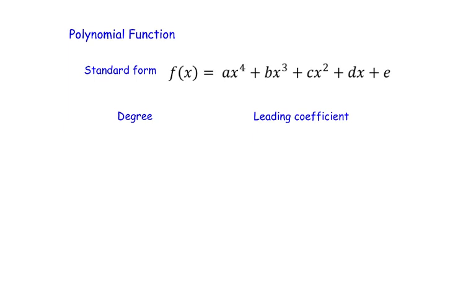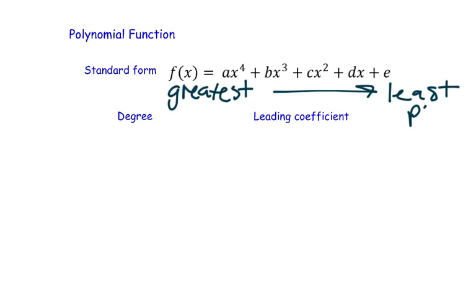So, if you're looking at any polynomial function, remember that standard form is listed here, and it's always the greatest power to the least power when you write them in the order they should be in. From this, again, the degree is going to be the largest exponent.